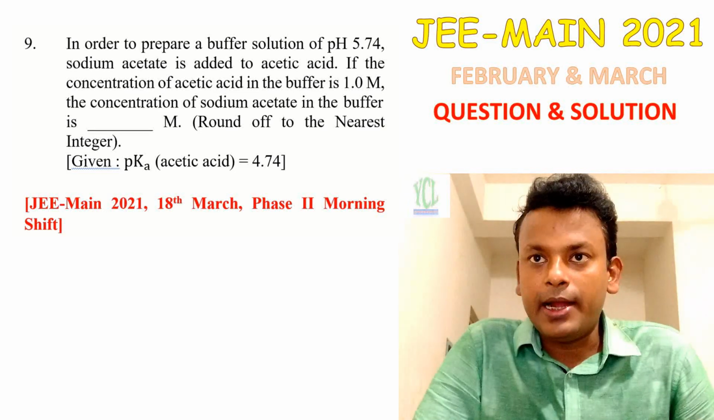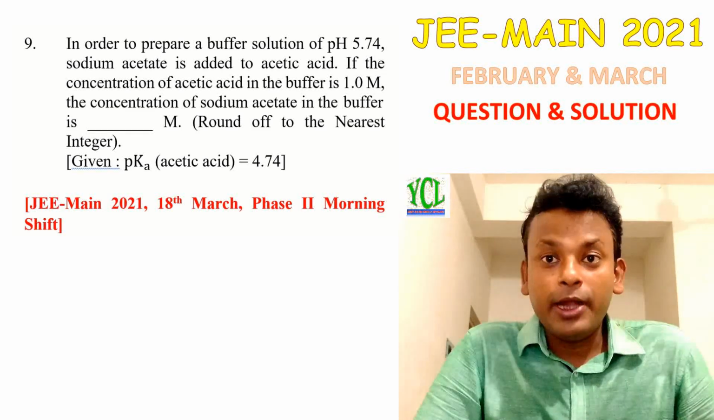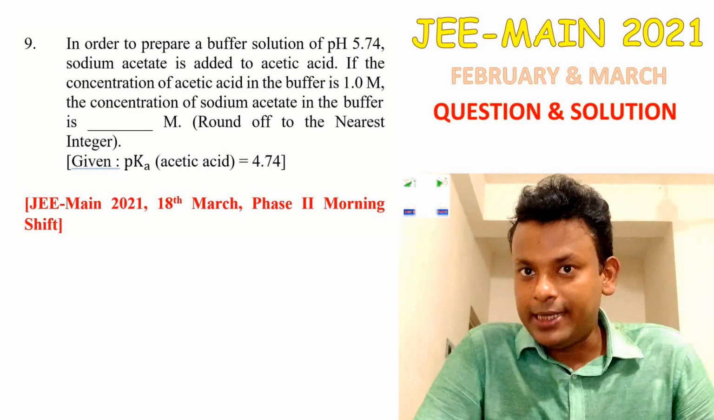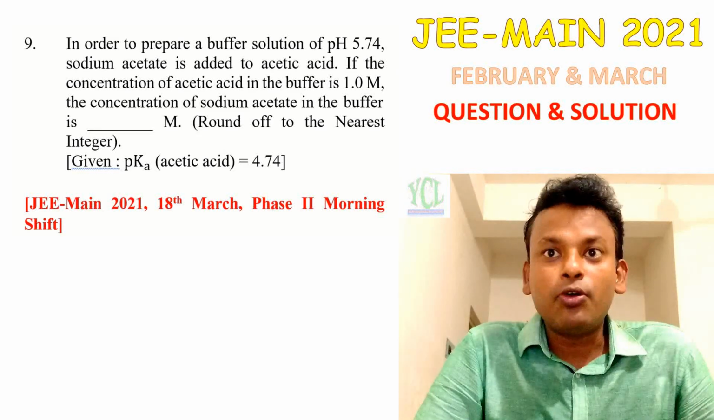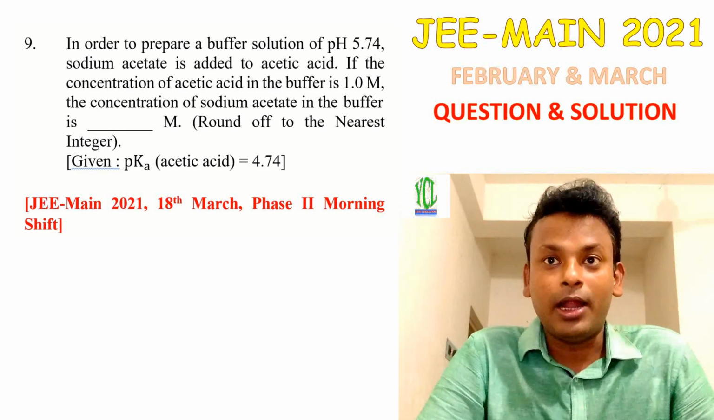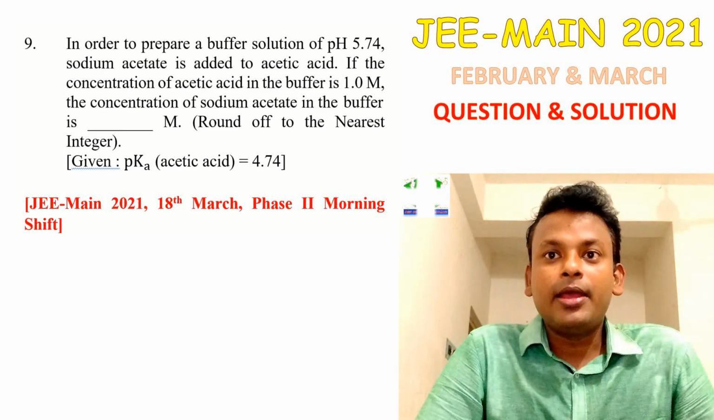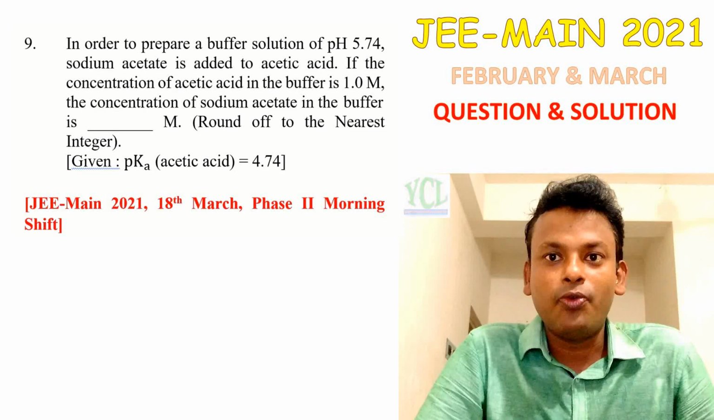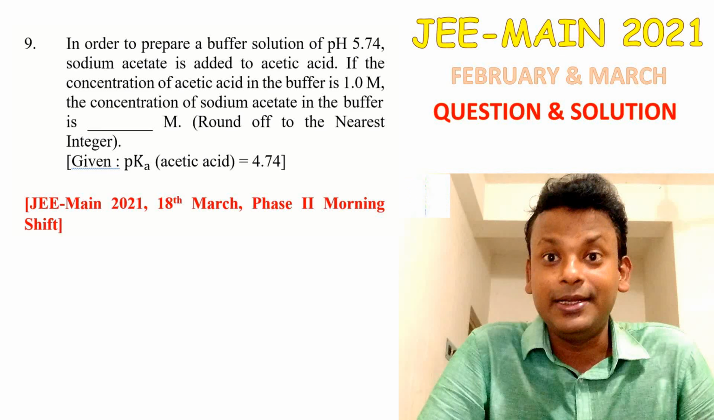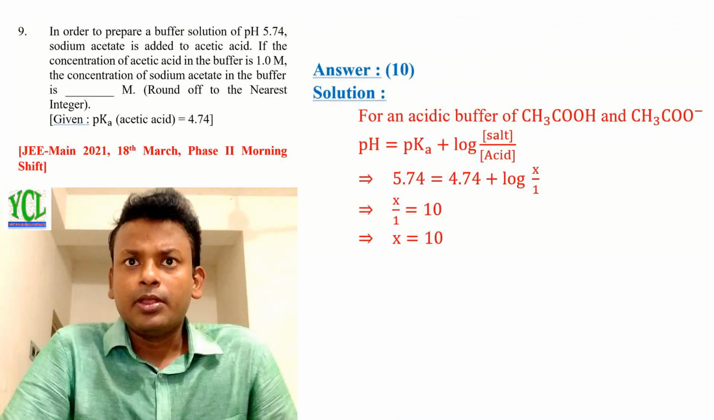In order to prepare a buffer solution of pH 5.74, sodium acetate is added to acetic acid, and if the concentration of acetic acid in buffer solution is 1.0 molar, the concentration of sodium acetate in buffer is dash. And here pKa of acetic acid equals to 4.74, and this question was set in JEE Main 2021, 18th March, page 2, morning shift, and answer is 10.